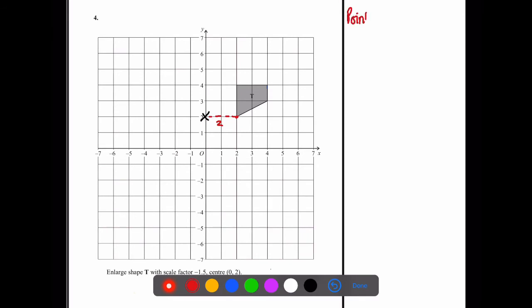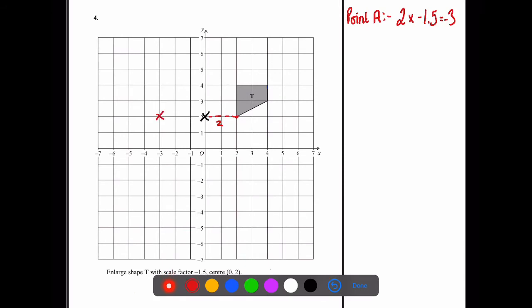So for point A, we've gone across 2. To work out where our new point is going to be, we're going to take that 2 and times it by our scale factor of minus 1.5. Minus 1.5 times 2 is minus 3. So all we need to do to get our new point is go minus 3 rather than 2 spaces. Because it's minus 3, we have to go from here minus 3 that way, meaning that our new point will be there at minus 3 because our centre is at 0 anyway.